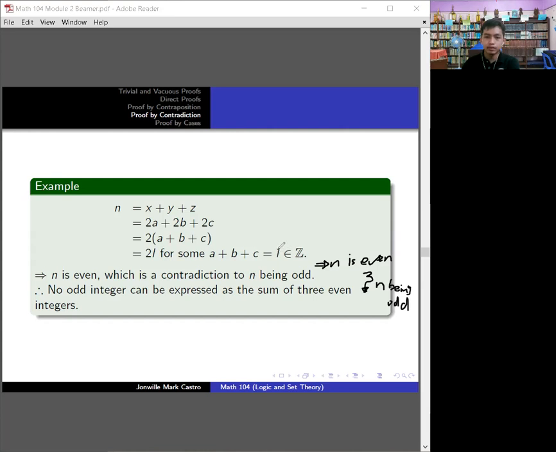Okay? So, ganun yung flow ng proof by contradiction. So, assume P and not Q. Then need to show a contradiction. Another example.